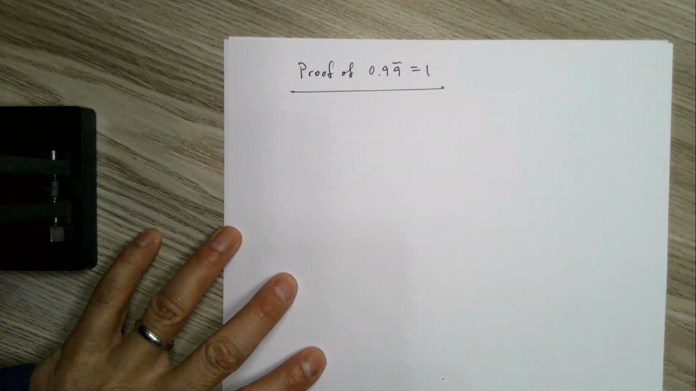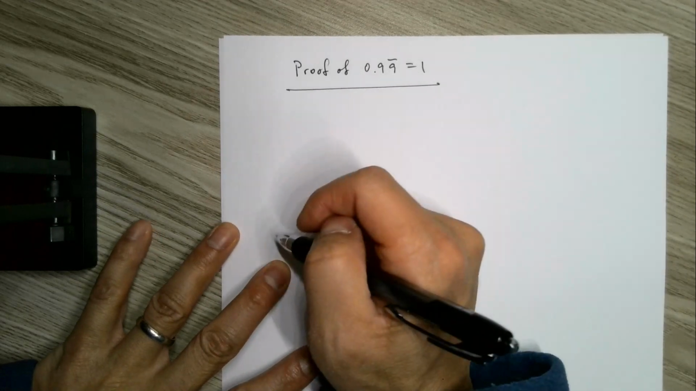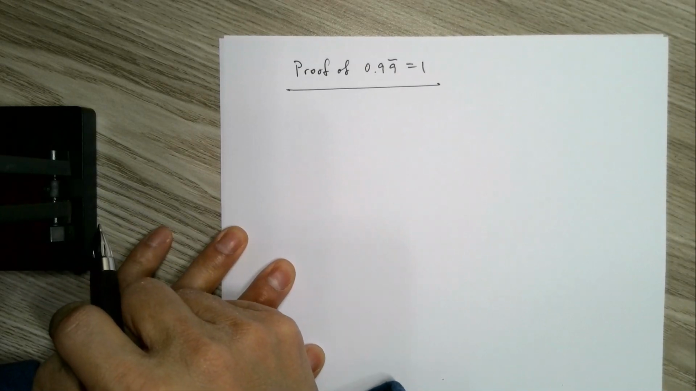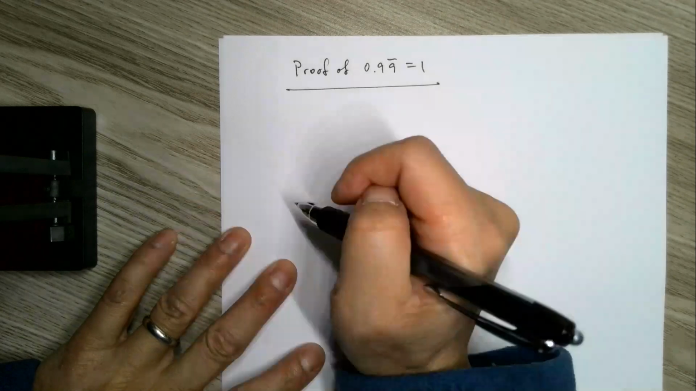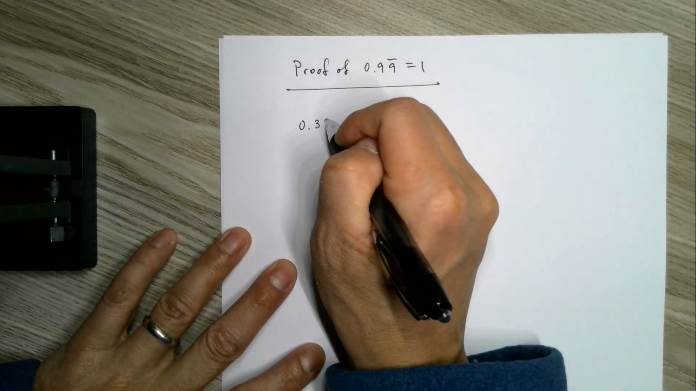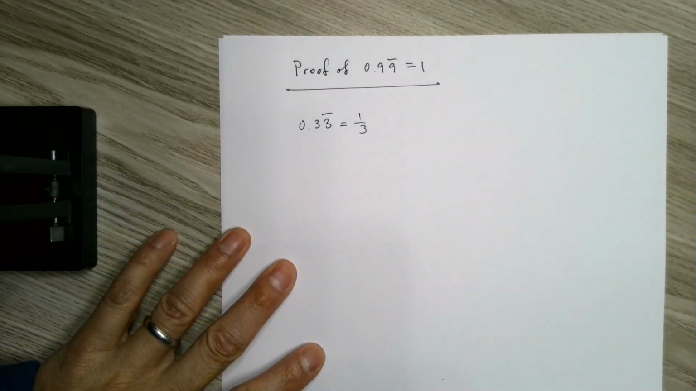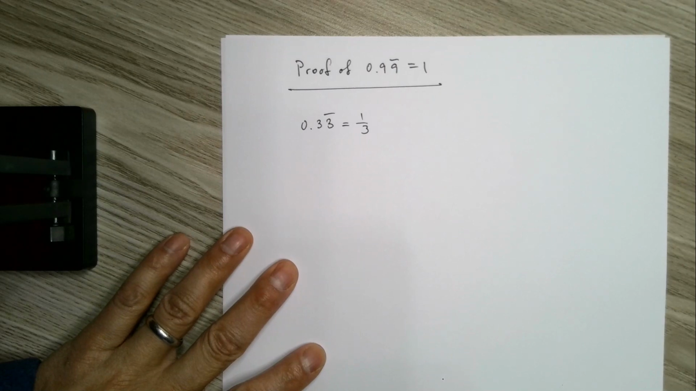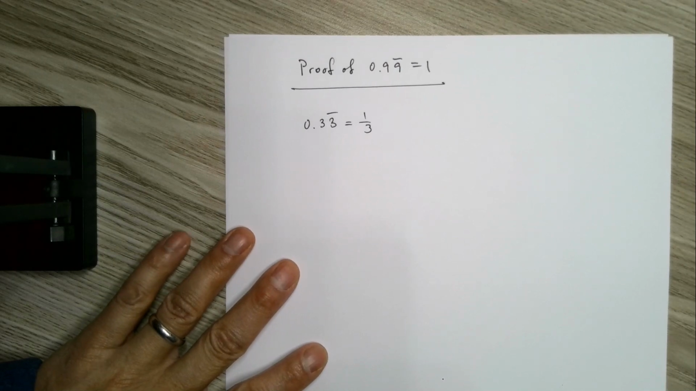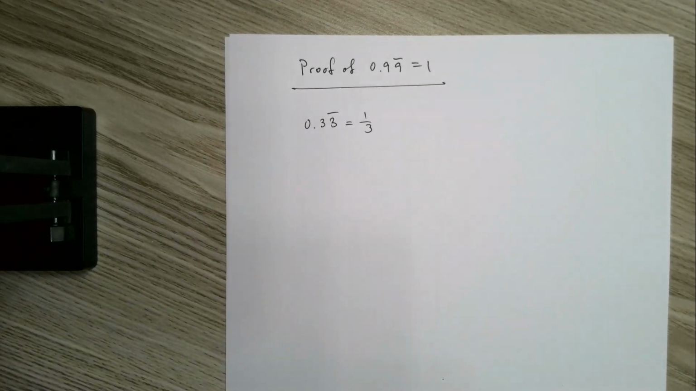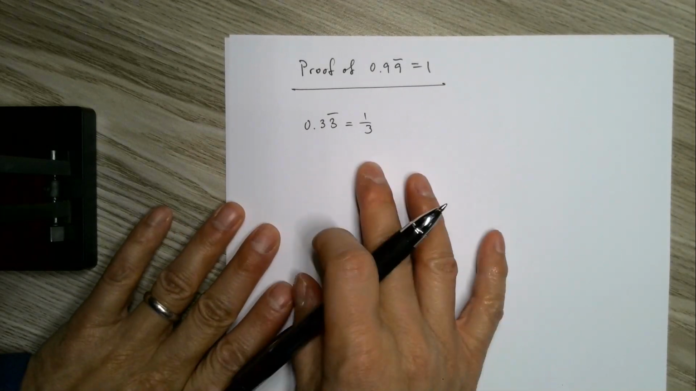Alright, so the first proof is going to utilize some background information that most students who are in pre-algebra already know, and that is that 0.33 repeating equals 1/3. Now that's usually something that teachers sometimes assign for memorization to younger students, but I'm going to quickly show you why this is true.